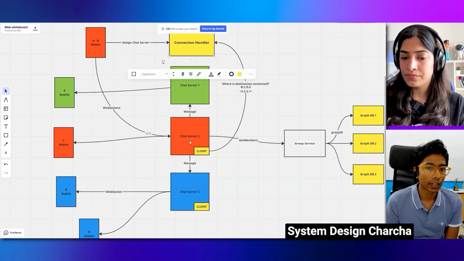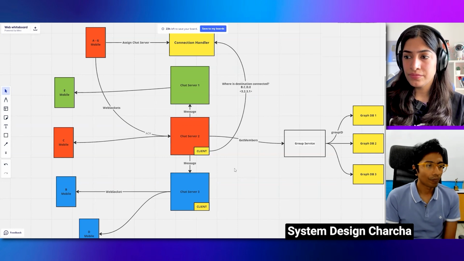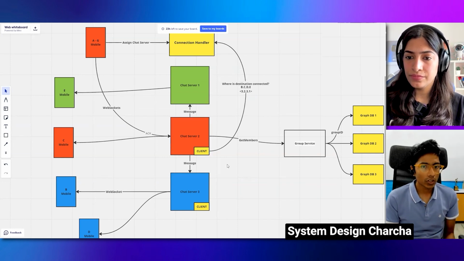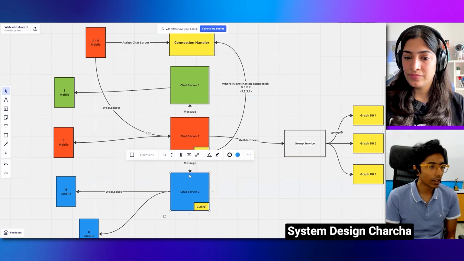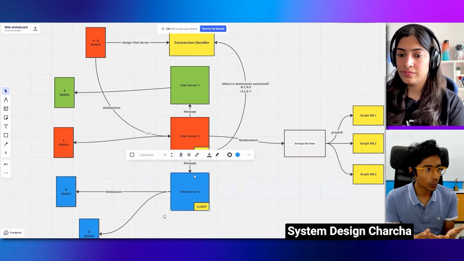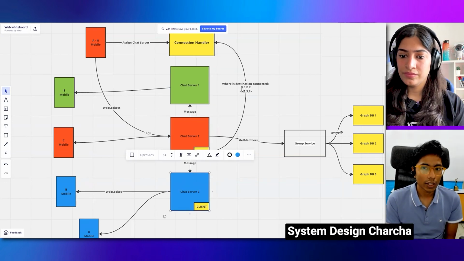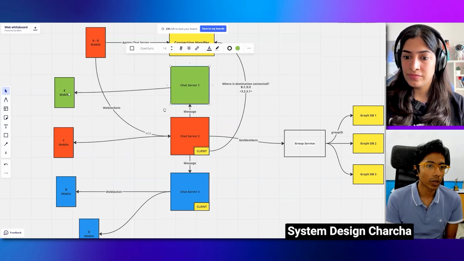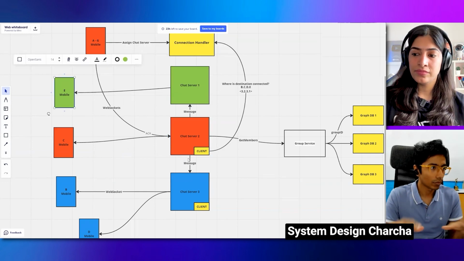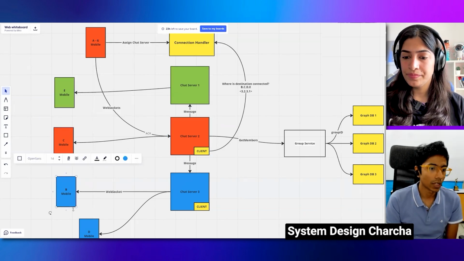So we have a connection handler that gives us all of this. Now, it's a group message, so we send the group message to chat server 1 and chat server 3. They themselves expose an API where we tell them, look, 3, you send it to B and D. I am going to send it to C. This is chat server 2. And 1, please send it to E. And so all these chat servers broadcast the message in the end. Yep, so that's a group.